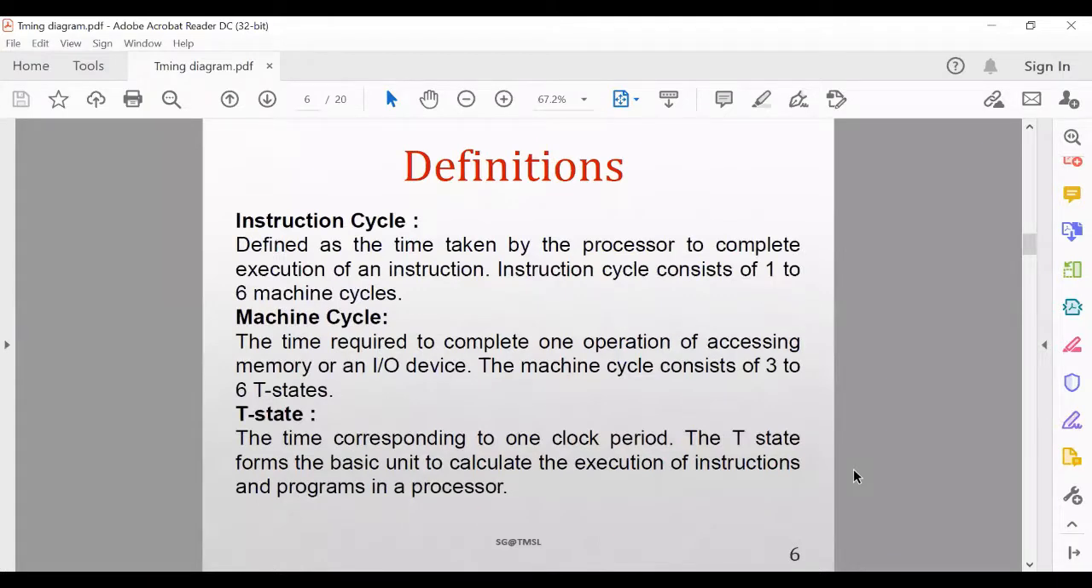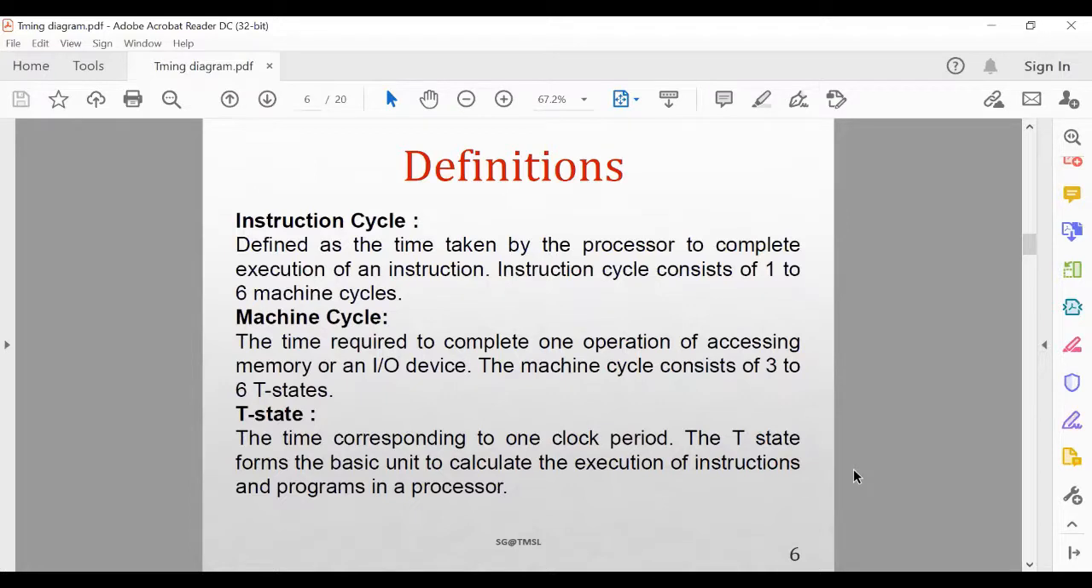So there are certain definitions. All of you must be familiar with these definitions first. These terms are very much related to this timing diagram. The first is the instruction cycle. So what is the instruction cycle? It is the time taken by the processor to complete the execution of an instruction.